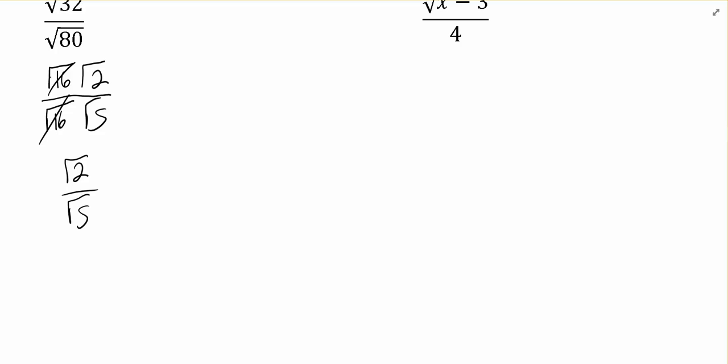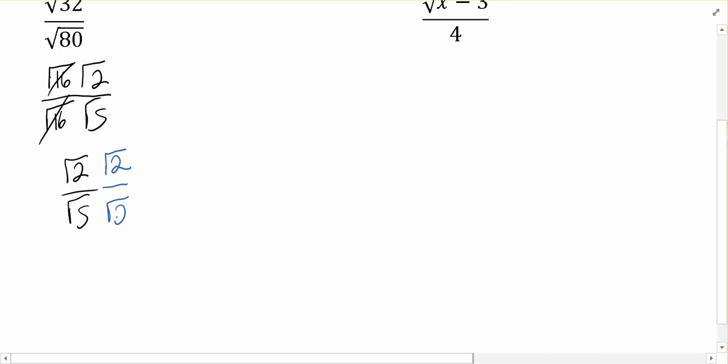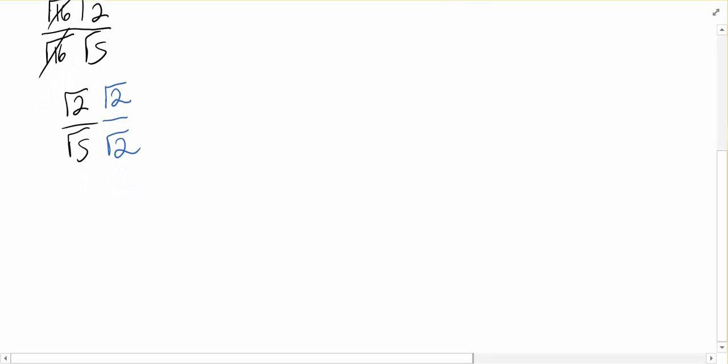Now, since our goal in this problem is to rationalize the numerator, we want to multiply by whatever it takes in the top to bring it up to a perfect square. So that's going to be root 2 over root 2. That's going to get us 2 in the top, root 10 in the bottom, and that's actually the answer for rationalizing the numerator.